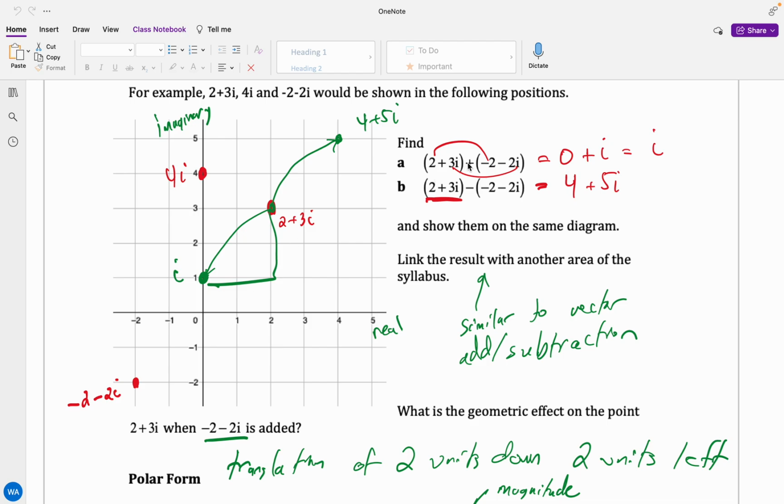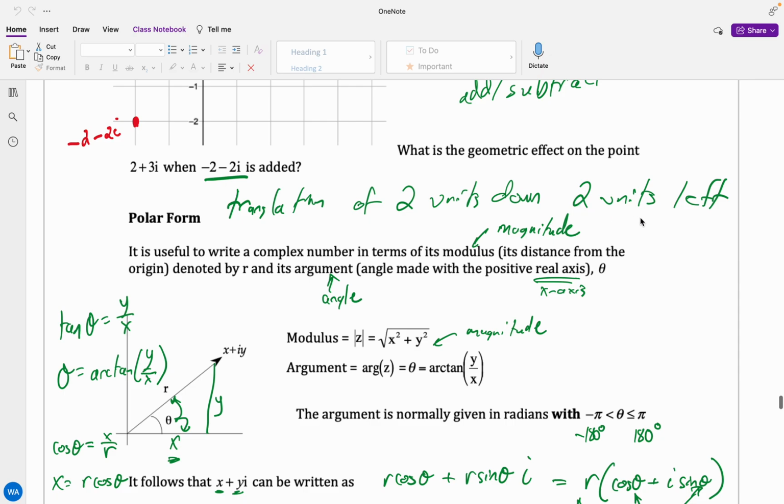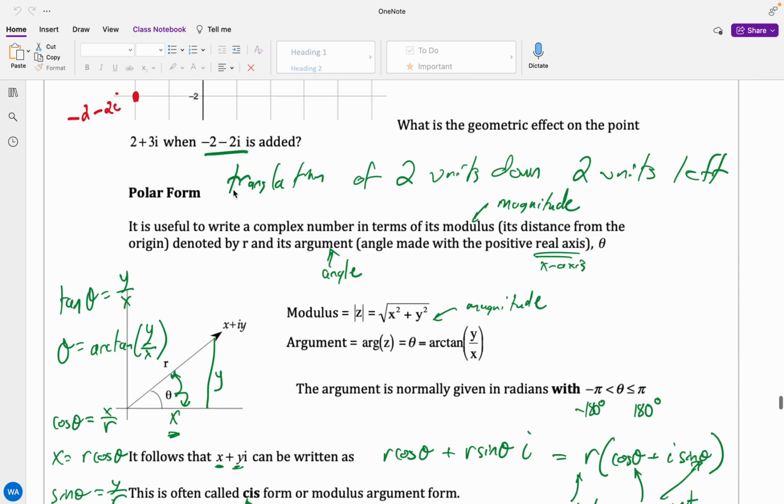And so if I add -2, -2, it goes from here, left 2, down 2. If I subtract -2, -2, then it's going to go right 2, then up 2. Right, and just showing that that happens: a translation of 2 units down, 2 units left when we were adding those things.